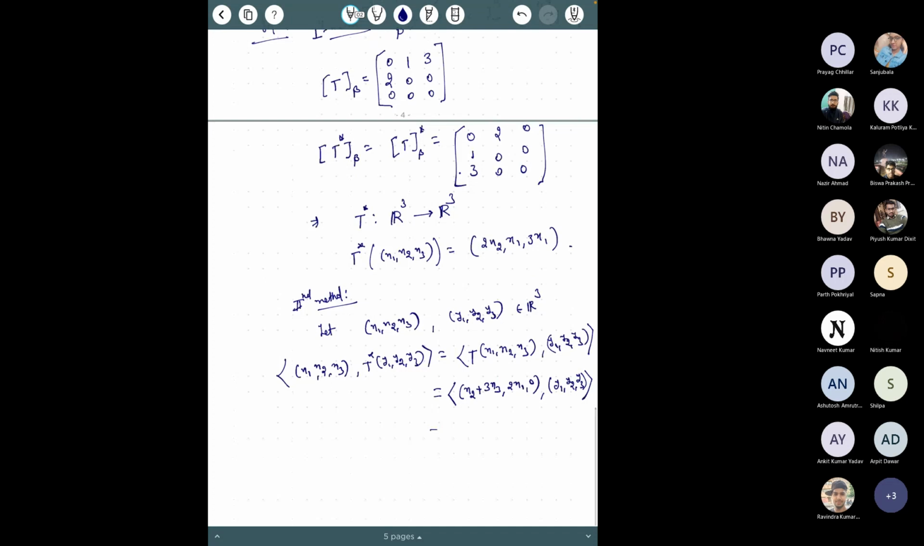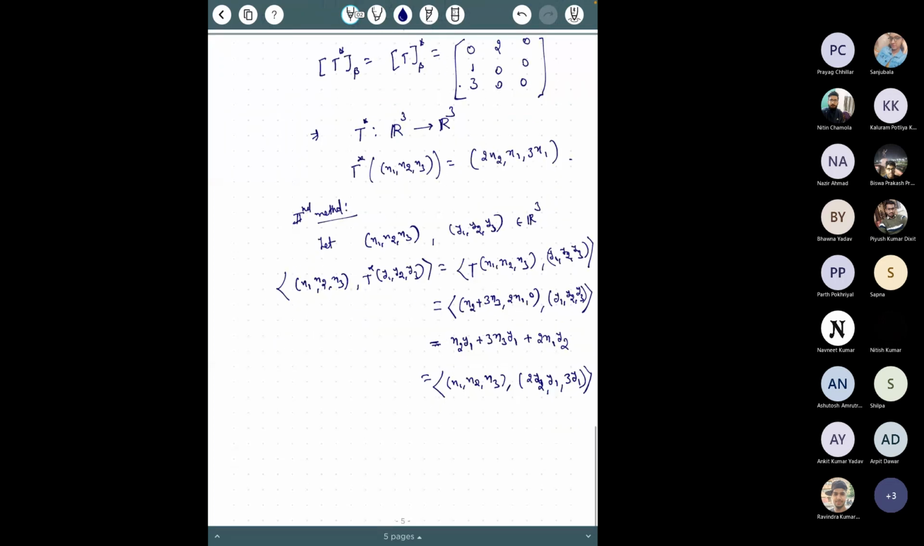Now write the inner product. It's the standard inner product. So it would be x2 y1 plus 3x3 y1 plus 2x1 y2. This is what it would be. But the same quantity I can write as this inner product also: x1, x2, x3 with 2y2, y1, 3y1.